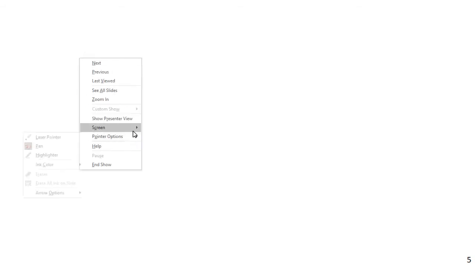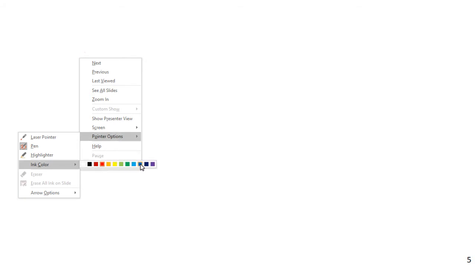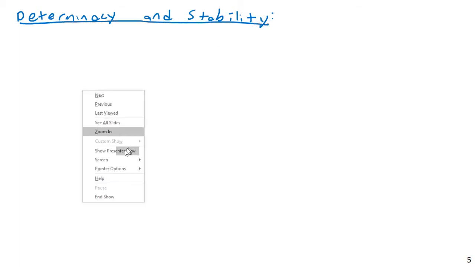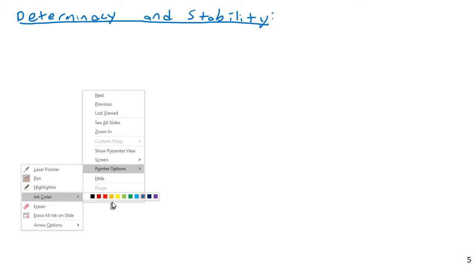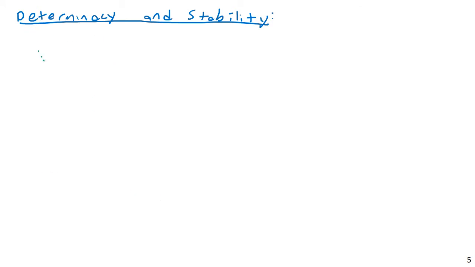So next I want to look at determinacy and stability. And this is discussed in the Hibbeler text, but I thought I would go into it here. First, I suppose it would be good to define determinacy and stability. What do we mean by each of these? Let's define these first, then discuss some basic tools on how to determine each of these.